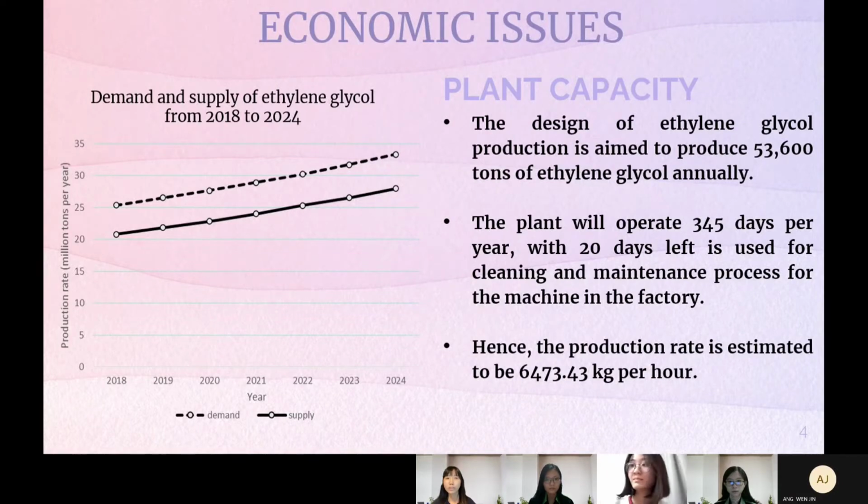53,600 tons of ethylene glycol annually, where the plant will operate 345 days per year, with 20 days left used for cleaning and maintenance of the machines in the factory. Hence, the production rate is estimated to be 6,473.43 kg per hour.